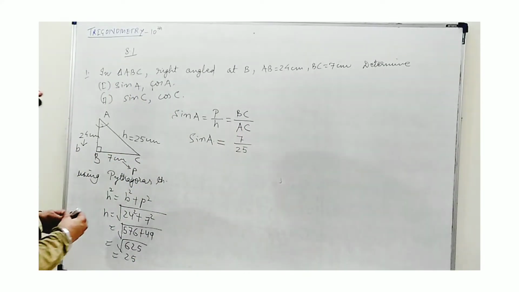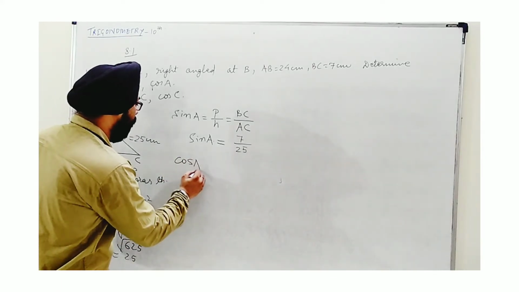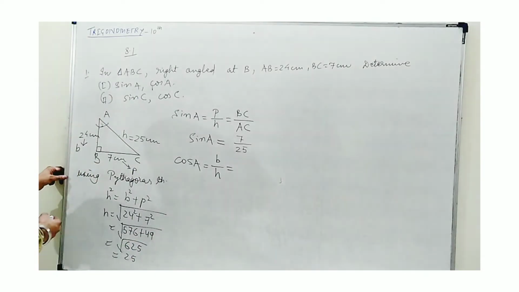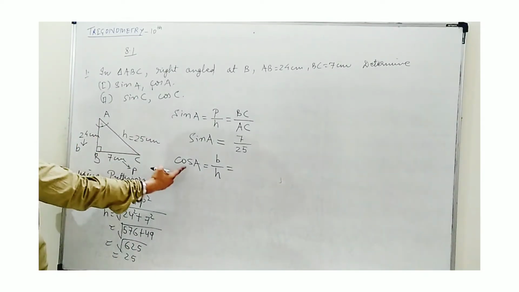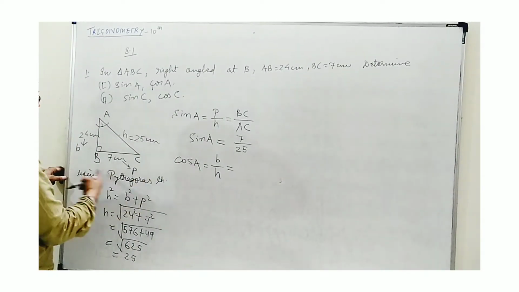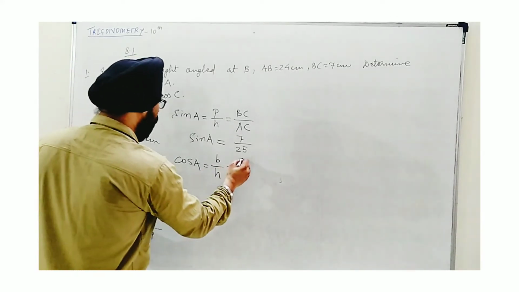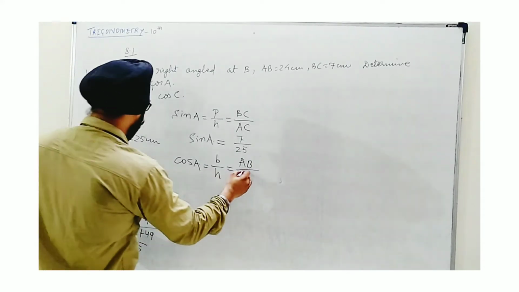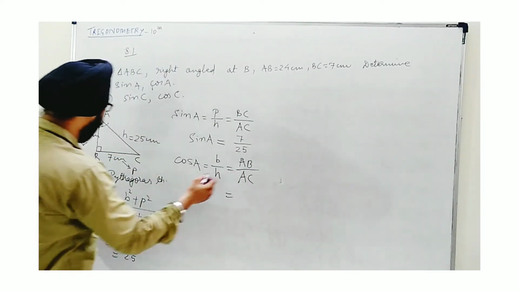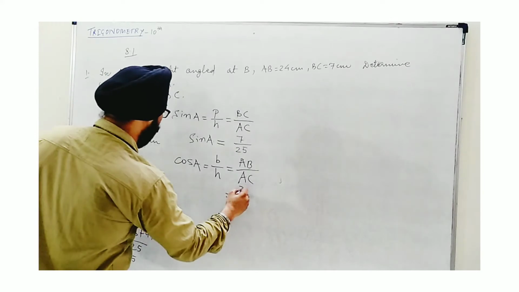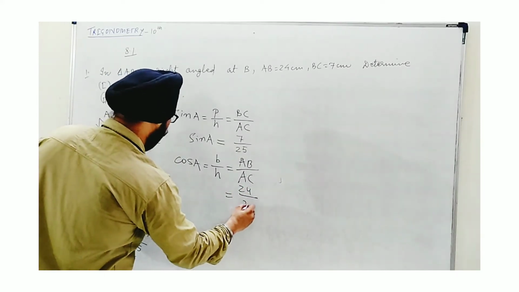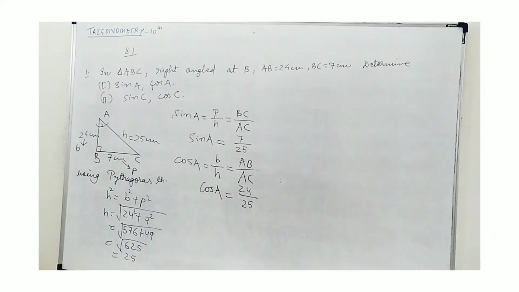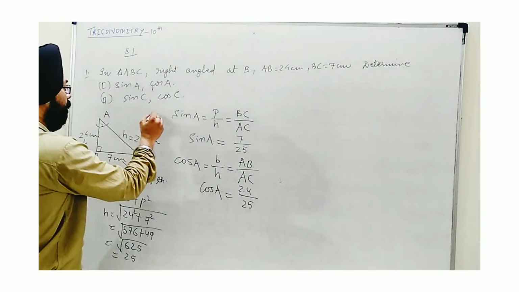Now similarly we can find cos A. Cos A is b upon h. Don't forget, as we are taking cos of A, the base is AB, and h is AC. What is the value of AB we have obtained? It is 24. AC we have obtained as 25. So this is the value of cos of A, 24 upon 25. This is the first question done.